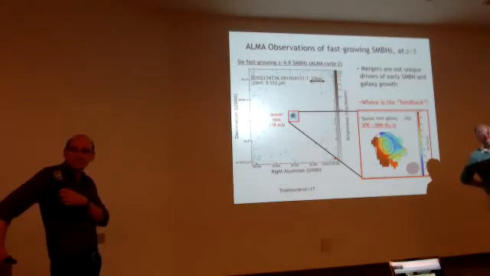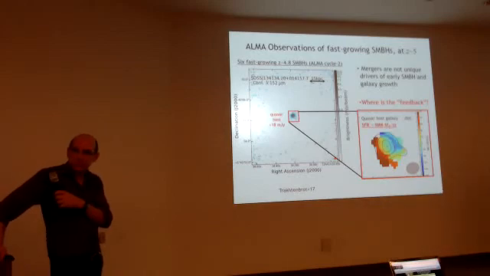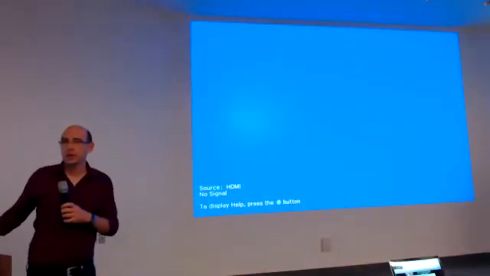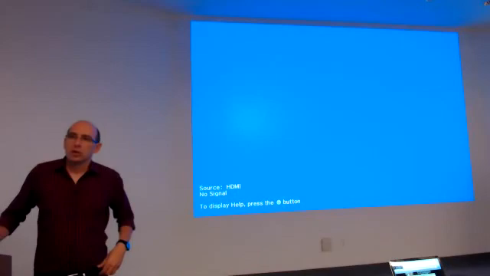I was wondering, how do you quantify, when you see an image like that, whether this is a system that's just rotating or going to be a merger? How do you go about trying to quantify that difference?